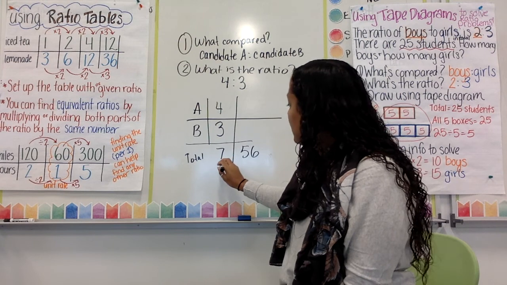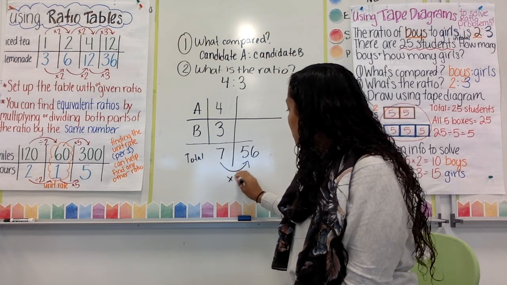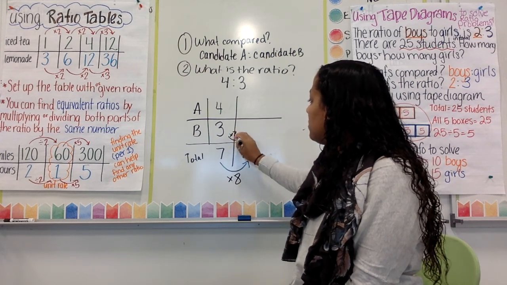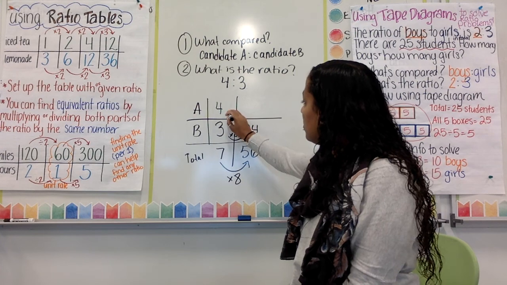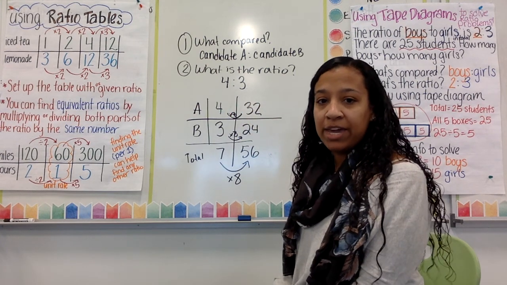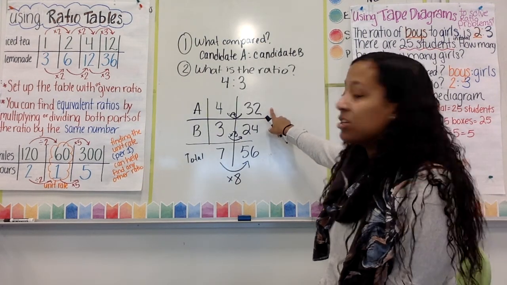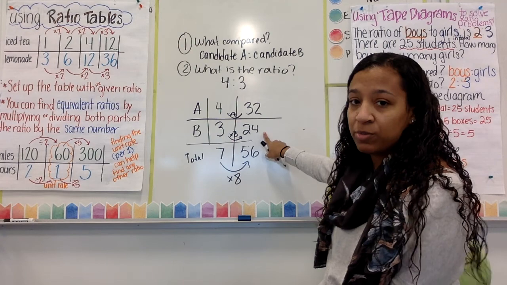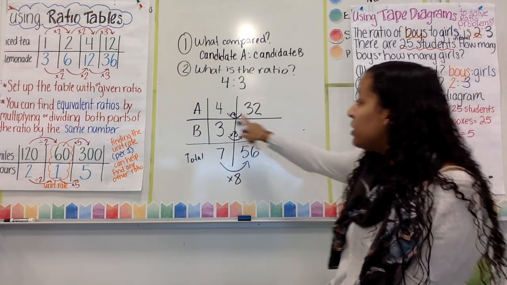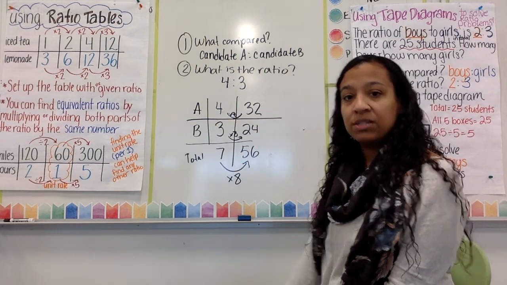votes. So what's happening to go from 7 to 56? Multiplying by 8. So every other part of my ratio table has to be multiplied by 8. So how many for candidate A? 32 votes, and 24 for B equals our total 56. Again, you could have also used a tape diagram showing 4, 3, knowing the total, and then you would still get the same answer.